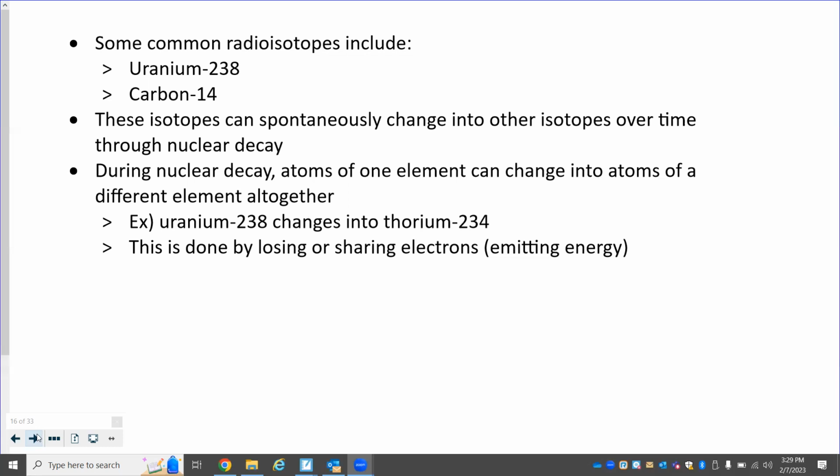This breakdown is done by losing or sharing any type of particle or energy in general. So we're going to talk about how they typically lose protons, neutrons, and electrons, depending on what change is occurring at that point in time.